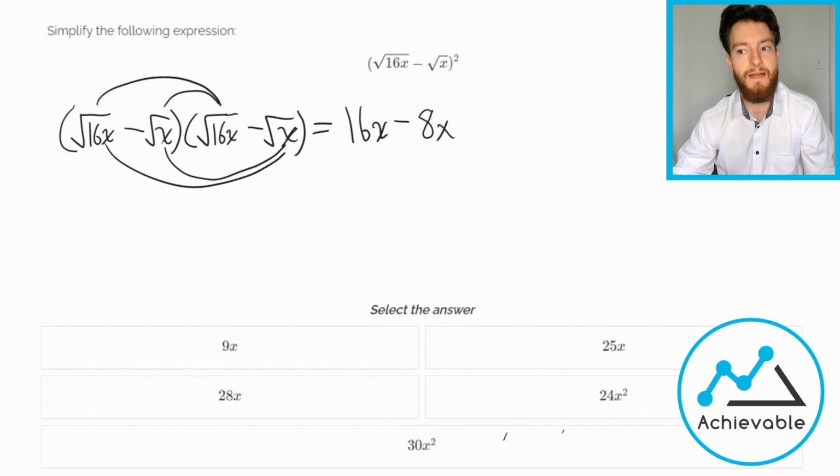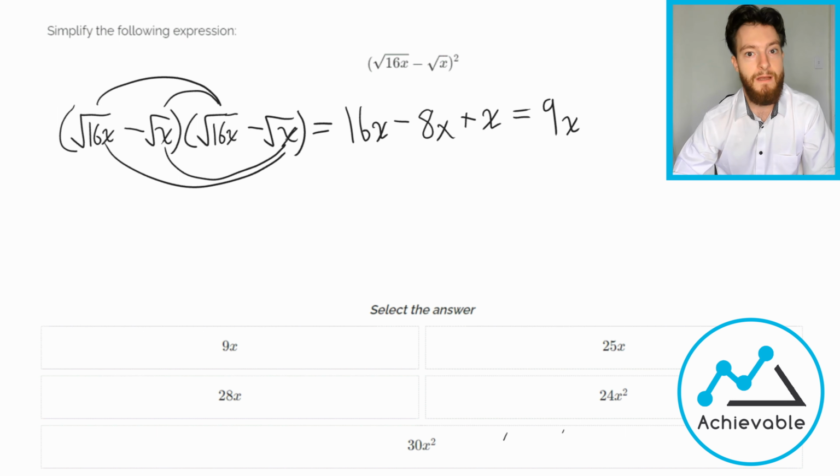And then last times last is the negative square root of x times negative square root of x. Negative times a negative is a positive. Square root of anything times itself, again, is just what is written inside of the radical symbol, which is x. So we have a plus x at the end. This leaves us with a total of 9x.